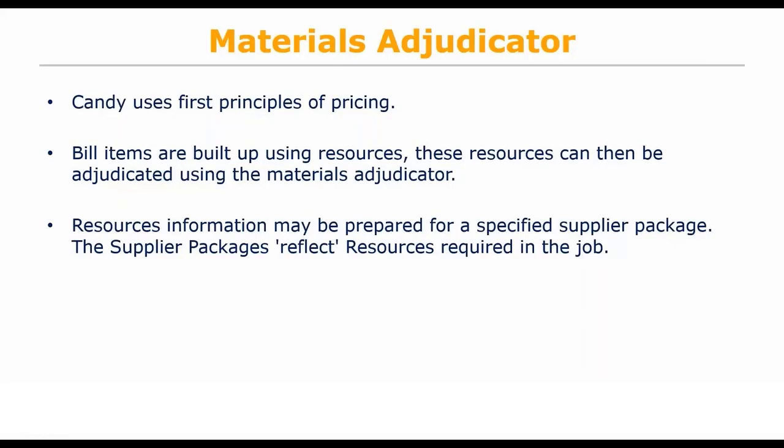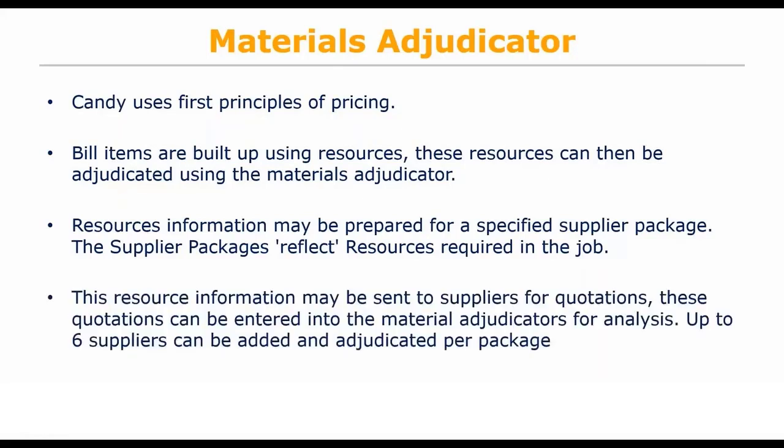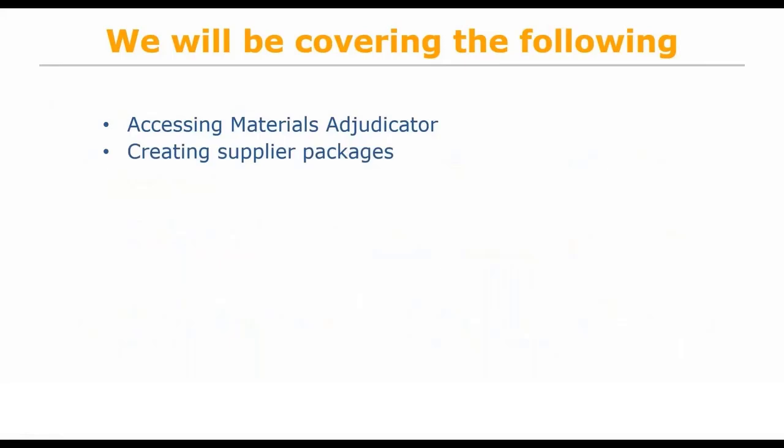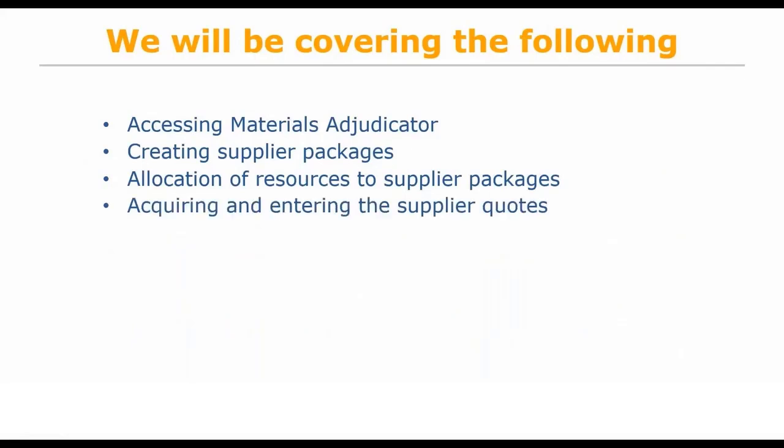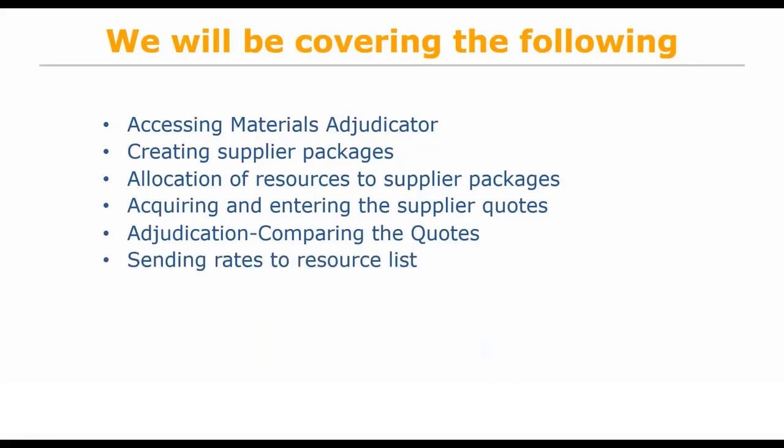The resource information may be sent to suppliers for quotations. These quotations can be entered into the Material Adjudicator for analysis. Up to 6 suppliers can be added and adjudicated per package. We will be covering the following: accessing Materials Adjudicator, creating supplier packages, allocation of resources to supplier packages, acquiring and entering the supplier quotes, adjudication, comparing the quotes, sending rates to the resource list.